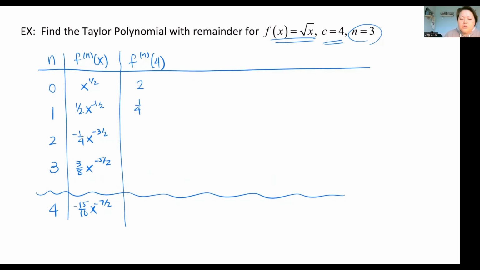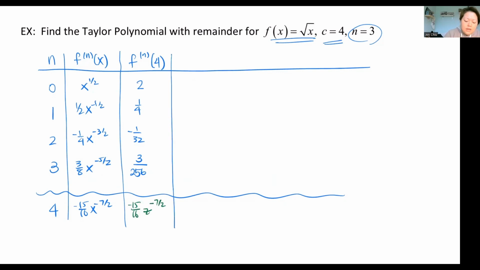2 to the negative 3, so that's 1/8. So negative 1 over 32. Here you have 3 over 2 to the 5, so that's 32 times 8. So you get 256 here. And then the next one, this one you do not figure out, because remember this is the z term here. So you have negative 15 over 16, z to the negative 7 over 2.